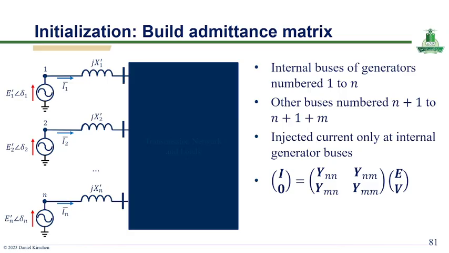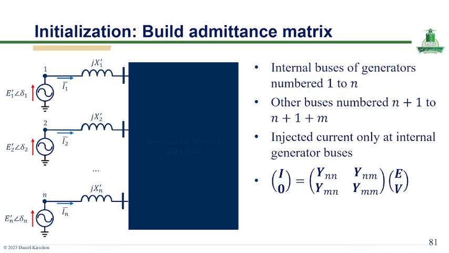Each generator is modeled by its internal transient voltage E1 prime with a delta 1 behind the transient reactance of X1 prime. The internal generator buses are numbered from 1 to n. You can see this is 1 to n buses, generators, while the remaining network and load buses are numbered from n plus 1 to n plus m.